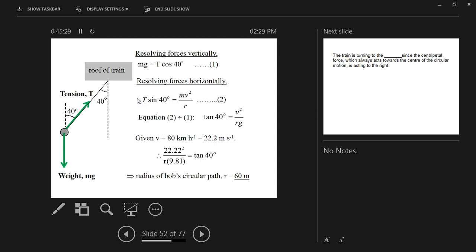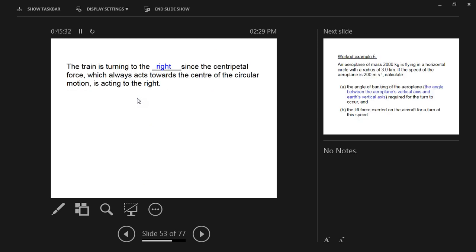So the train is turning right, because the center of the circle is on the right side. There are two ways that you can deduce where the train is turning. One is to draw a vector diagram and find the direction of the resultant force. Number two is easier: draw the circle.